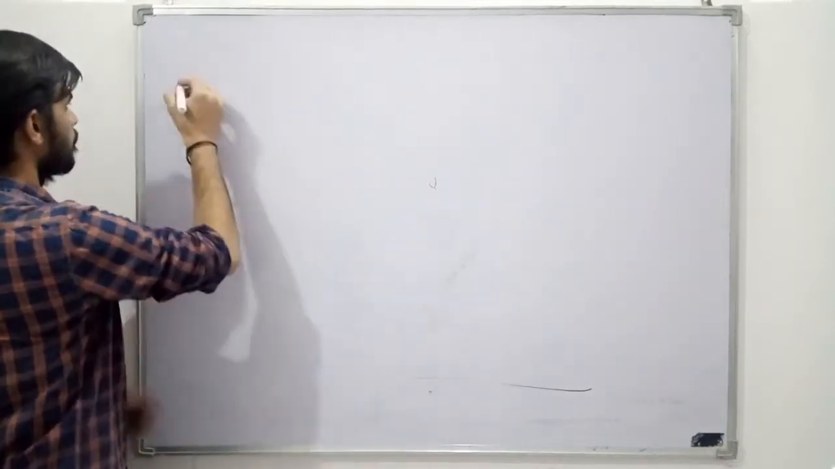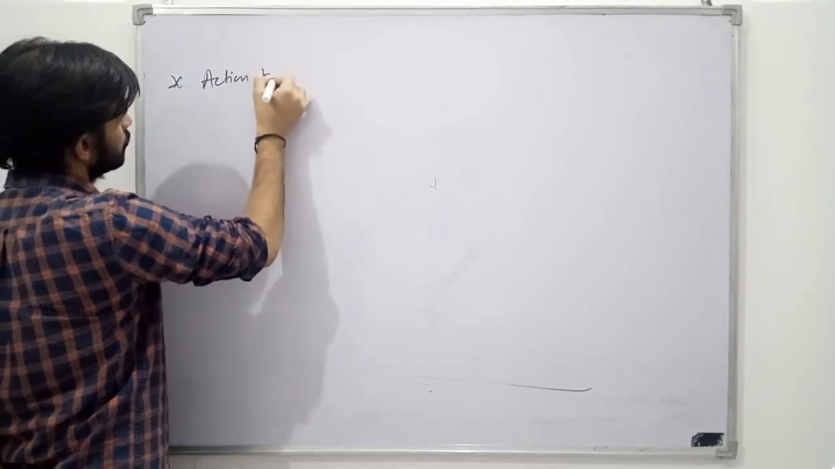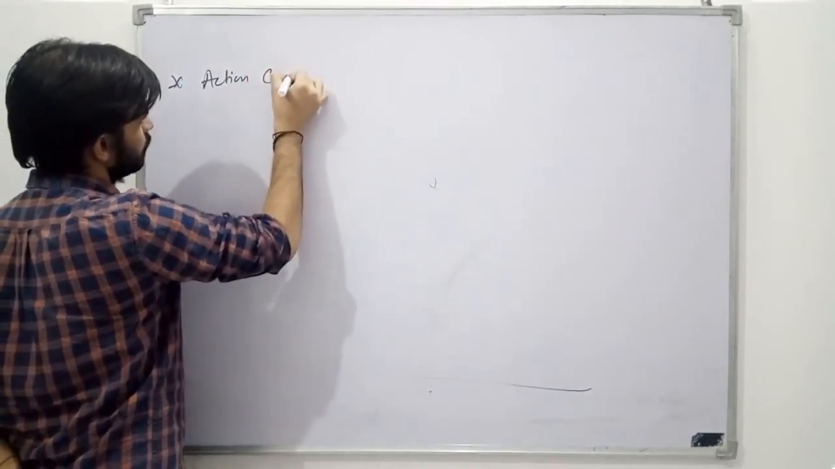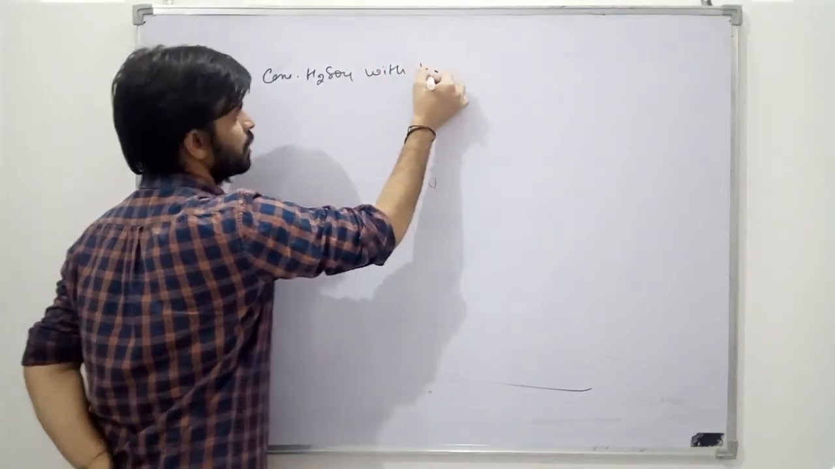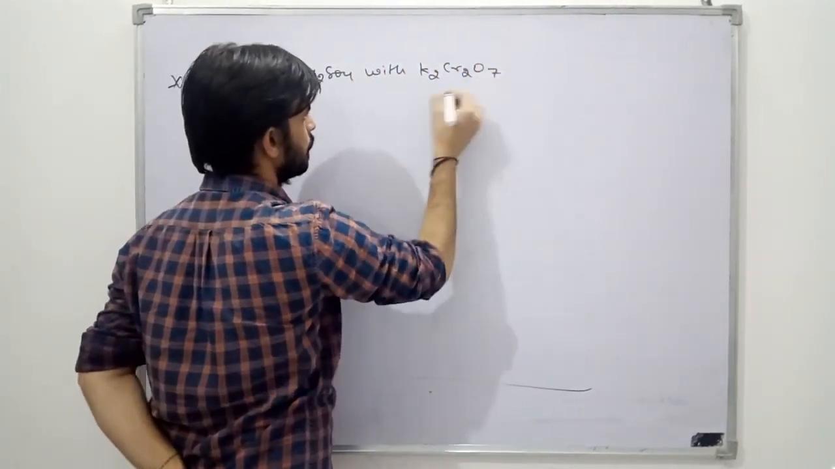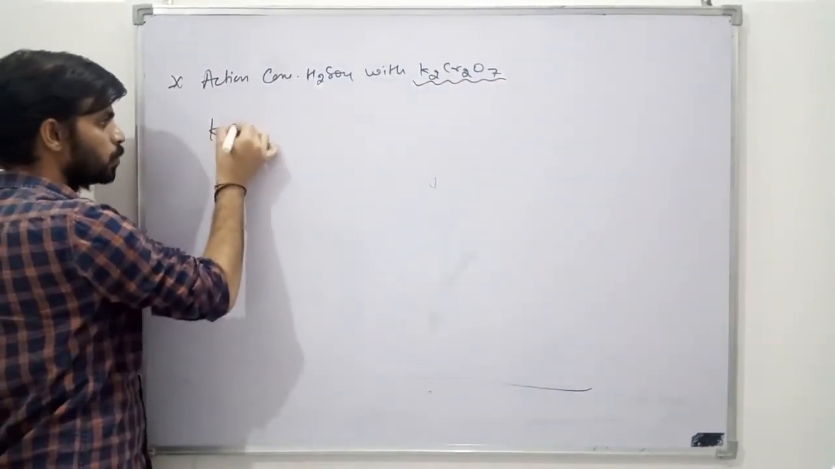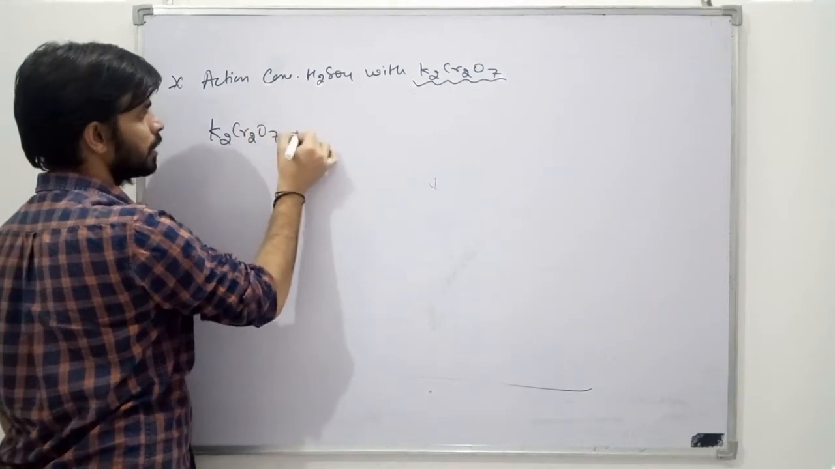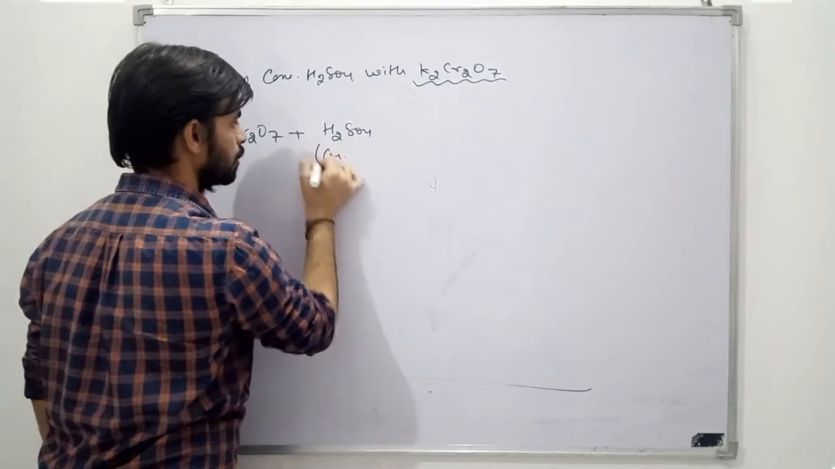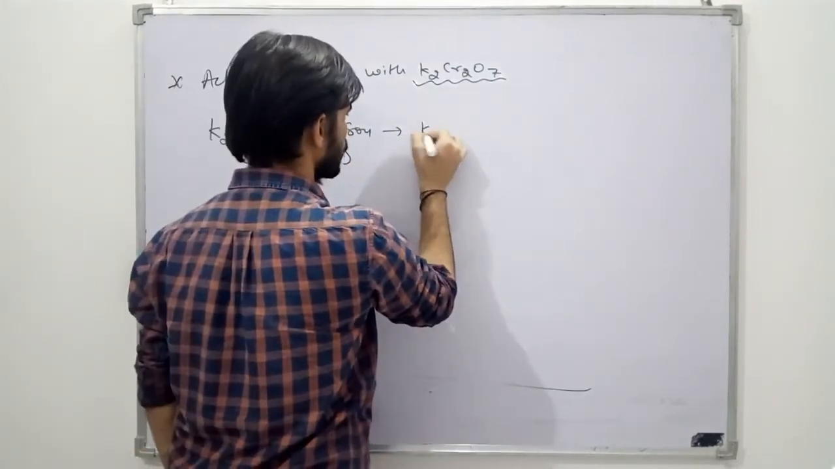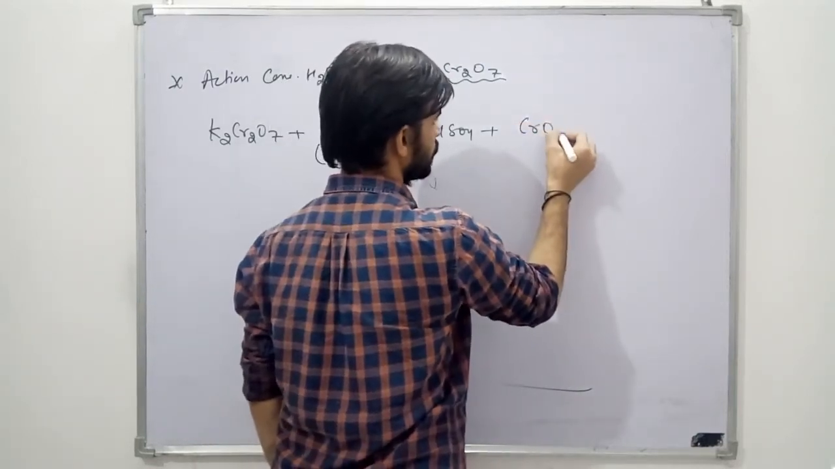Now, action of concentrated sulfuric acid with K2Cr2O7. When K2Cr2O7 is treated with concentrated H2SO4, then potassium bisulfate is formed with chromium trioxide.